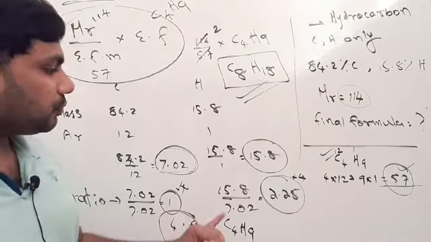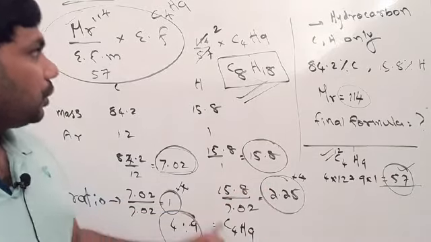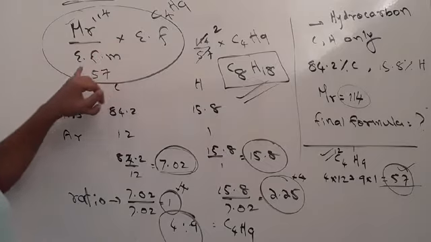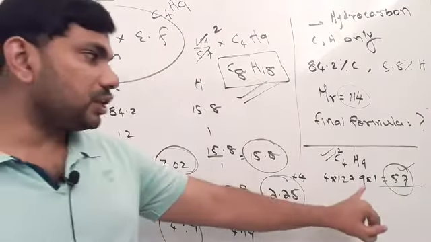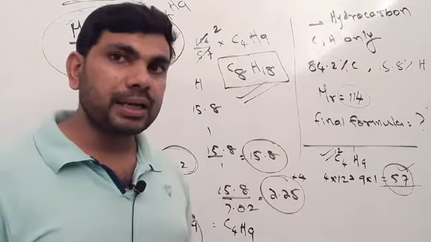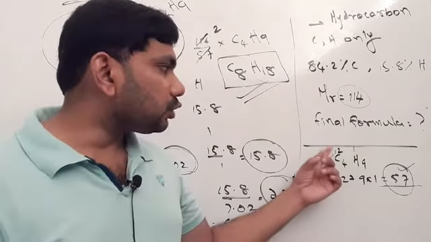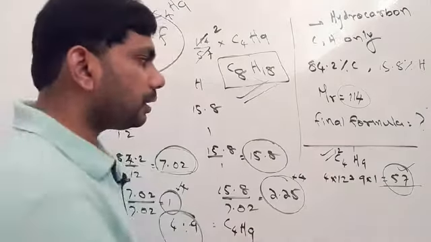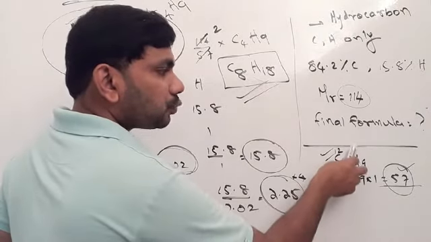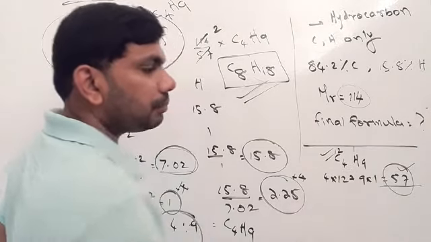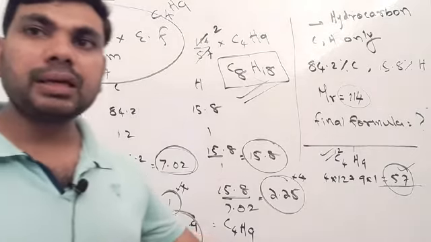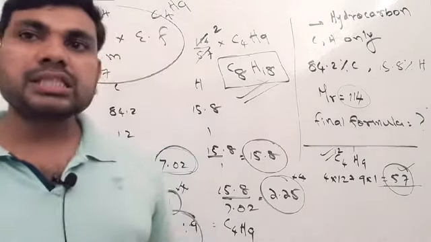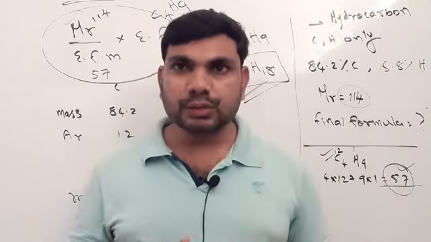So this is the way to find the final formula. First you have to find the empirical formula. Then molecular mass divided by empirical formula mass. To find the empirical formula mass, take your empirical formula, then 12 times 4 plus 1 times 9, and your answer will be 57. Clear? So these are the things we have to discuss in this video.